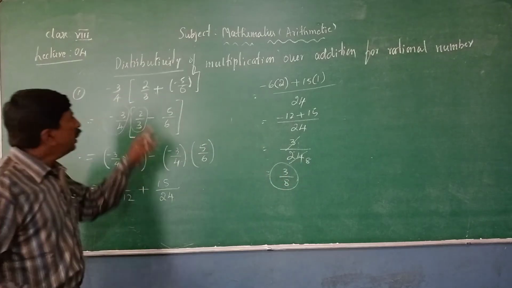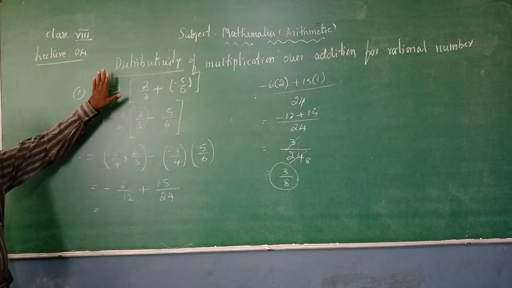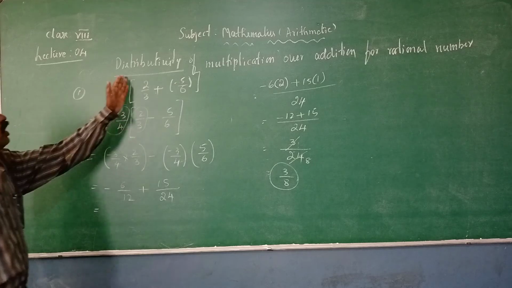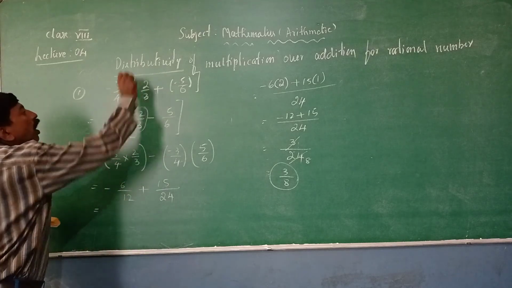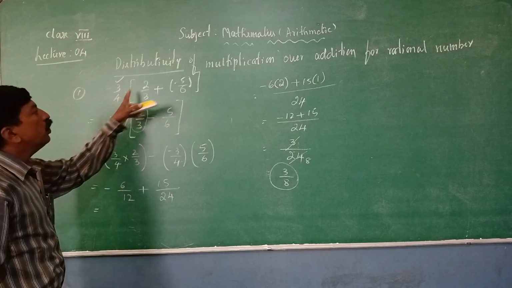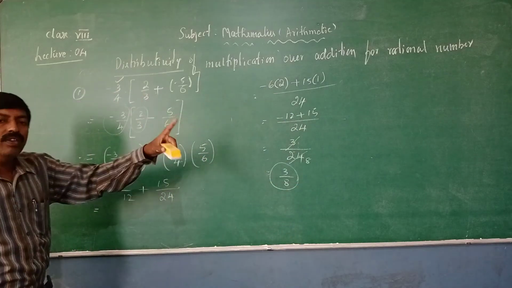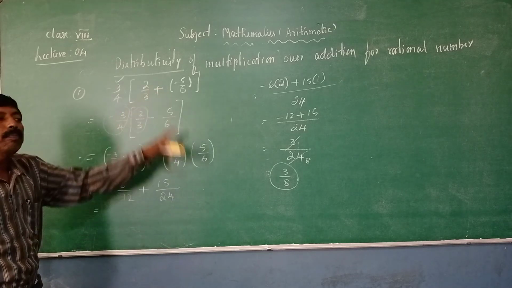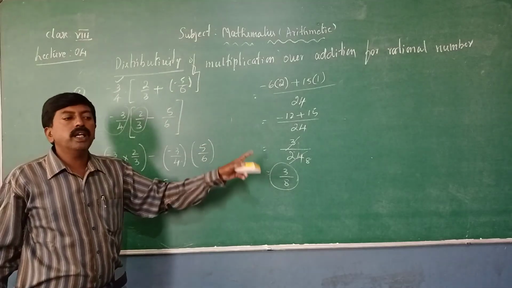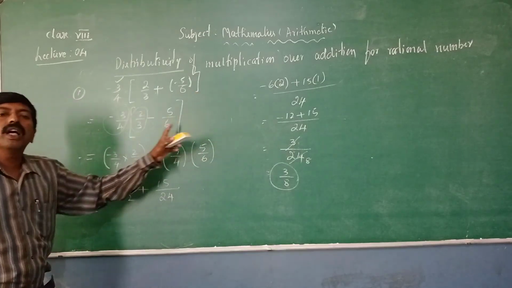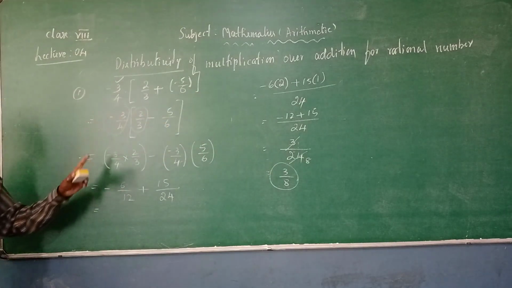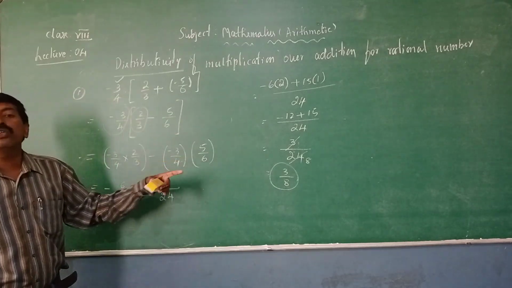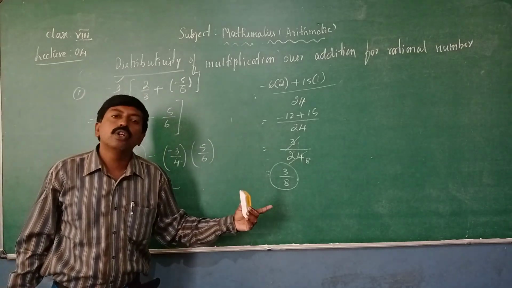So like this, you have to simplify a fraction with the sum of two fractions. That is called distributivity of multiplication over addition. You can take subtraction also, that is also possible. Like this, you have to apply the distributivity property for all fractions. Various problems are there. You have to work them out one by one. Later on, I will continue the exercise problems in the next video. Thank you one and all.